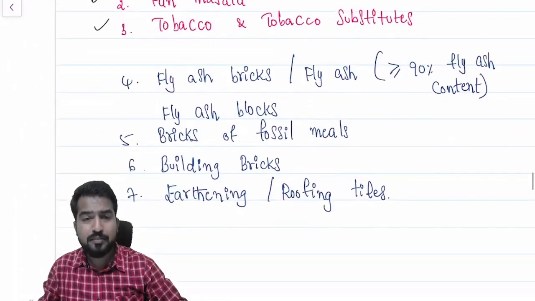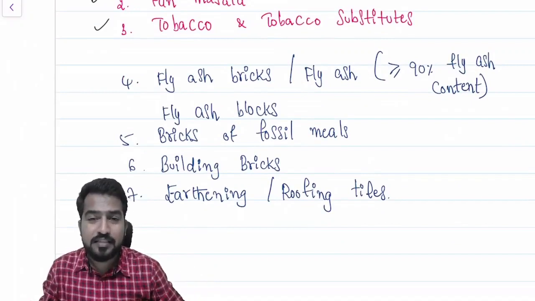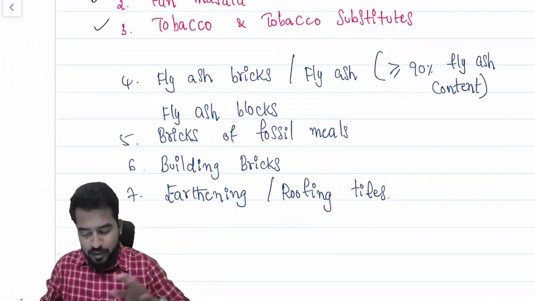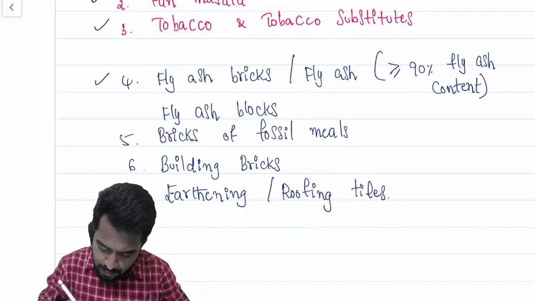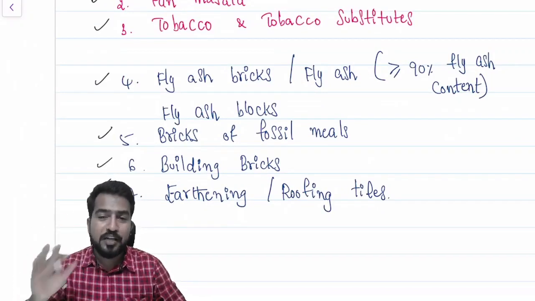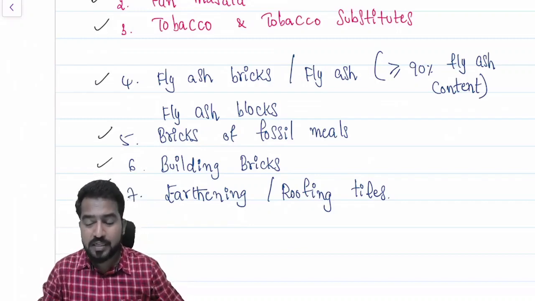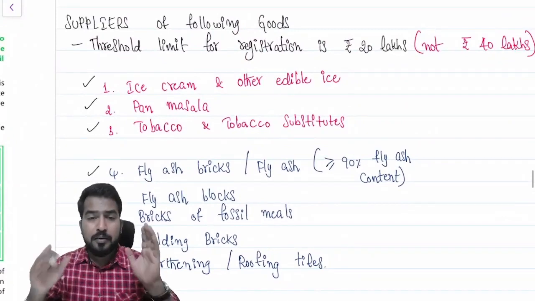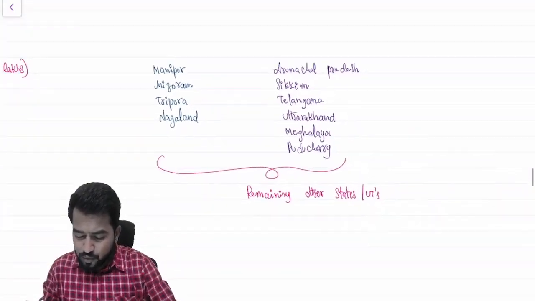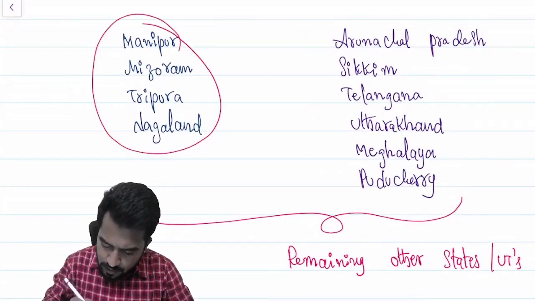Now they have added some other items also. Hope you remember these items. Just now we discussed these things in the composition scheme, and here also we are discussing them. For these people now, the threshold limit for registration is not 40 lakhs, it is 20 lakhs only. So please understand, generally persons exclusively dealing with goods, in these states.